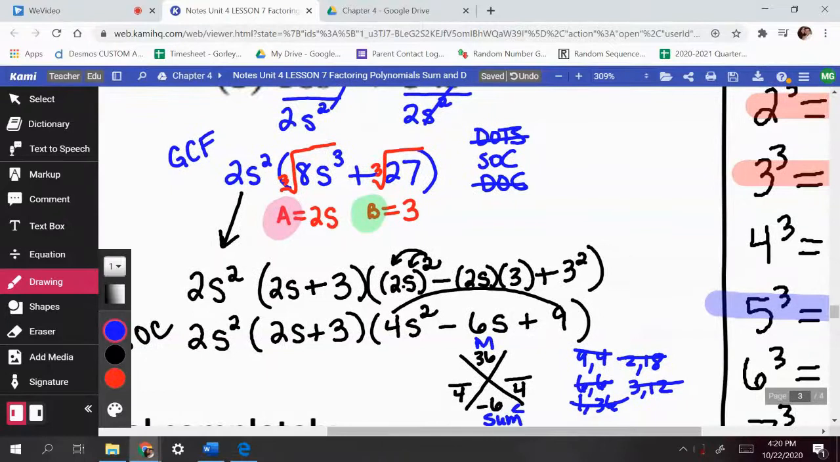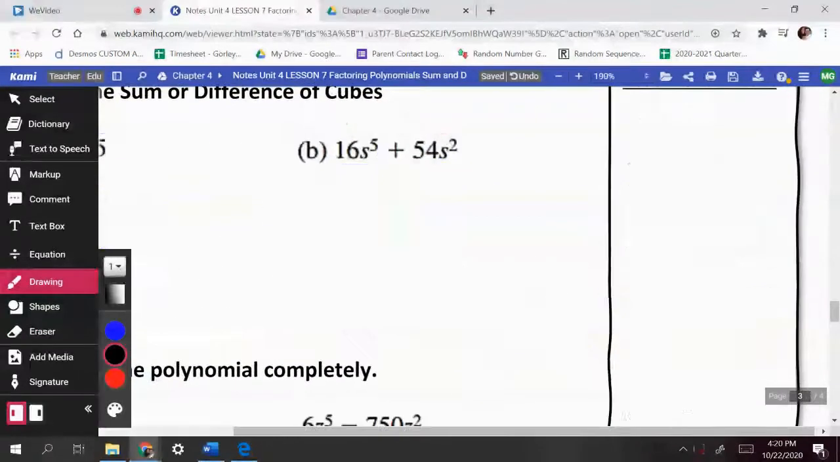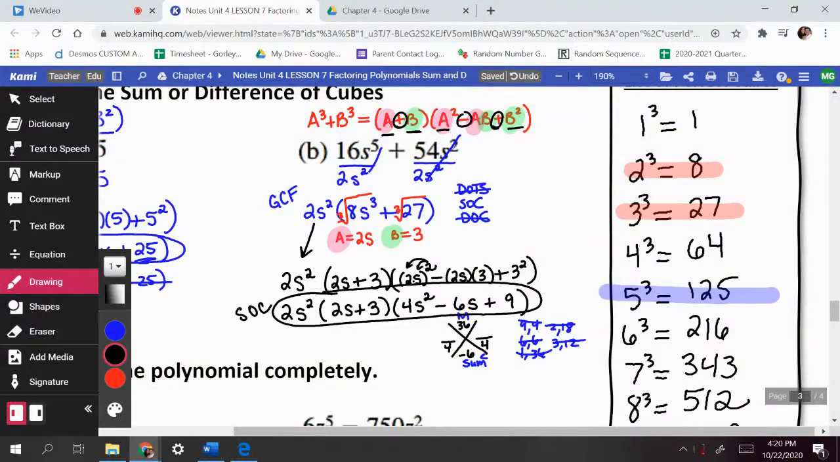And that's pretty typical whenever you're using sum or difference of cubes. Once you use sum or difference of cubes, most likely that trinomial is not going to be factorable. So I'm not surprised. Okay, all right, so that's where we're going to stop, with the 4s squared minus 6s plus 9. It sounded like I said x, but s is what I was trying to say.